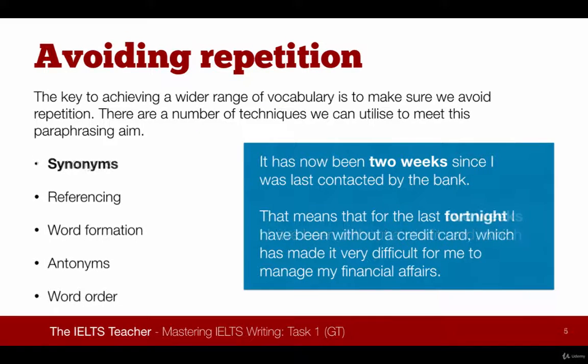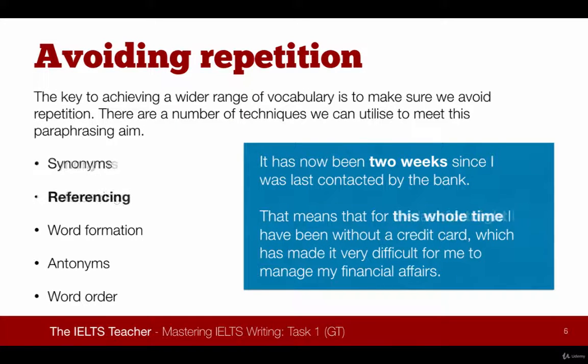Synonyms, first of all. Okay, so instead of saying that means for the last 2 weeks, we can simply change the language to something that means the same thing. That's all a synonym is. It's another word for the same thing. That means that for the last fortnight, a fortnight is 2 weeks, I have been without a credit card.